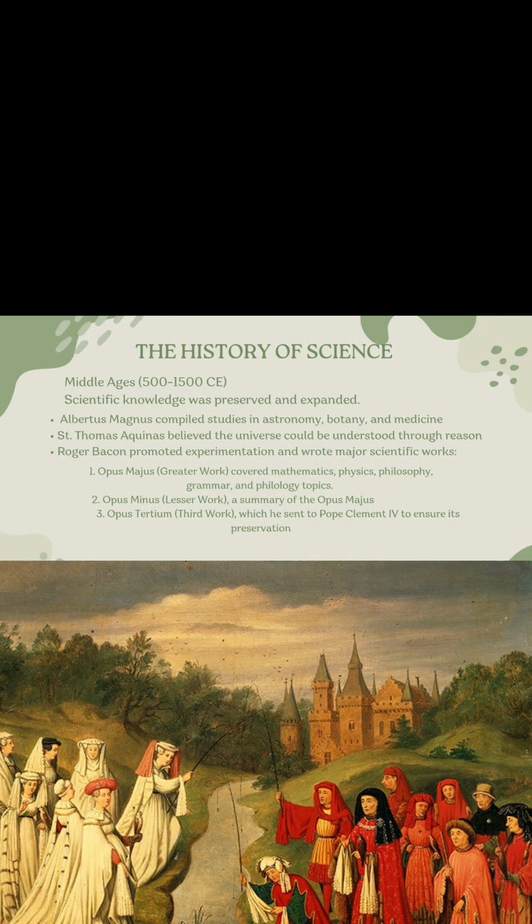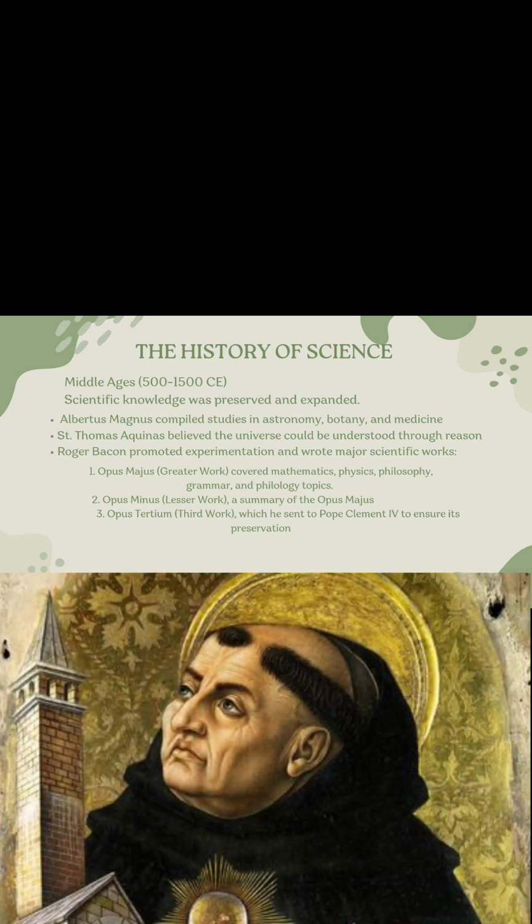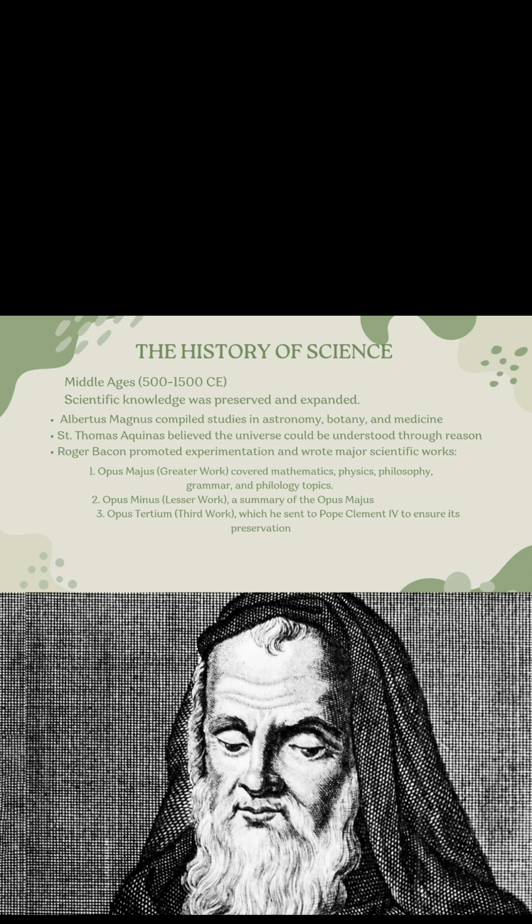During the Middle Ages, scientific knowledge was preserved and expanded. Albertus Magnus compiled scientific information in astronomy, geography, botany, zoology, and medicine. St. Thomas Aquinas believed that the universe is orderly and can be understood through human reason. And Roger Bacon emphasized experimentation and scientific observation.